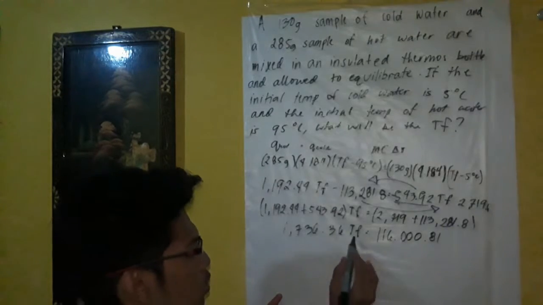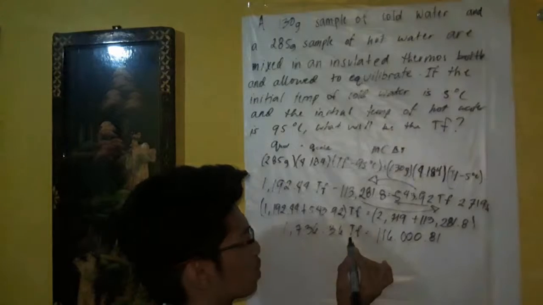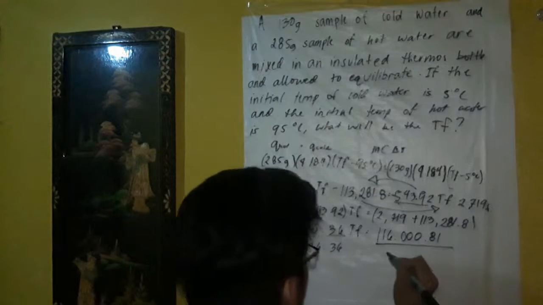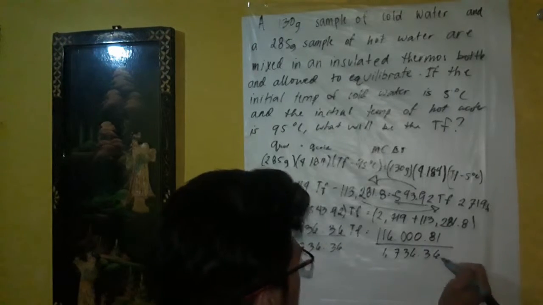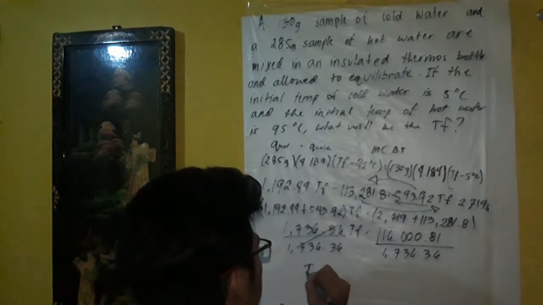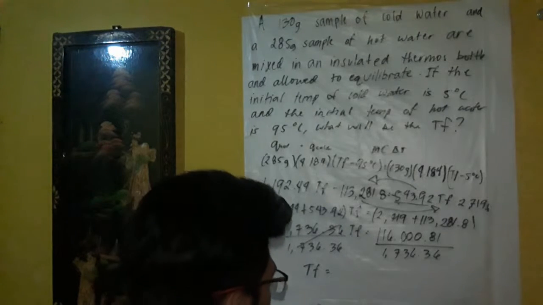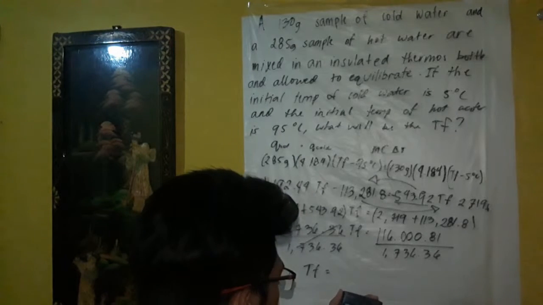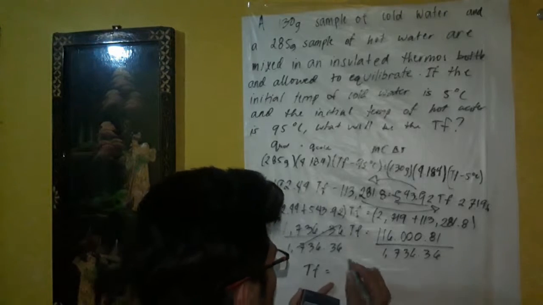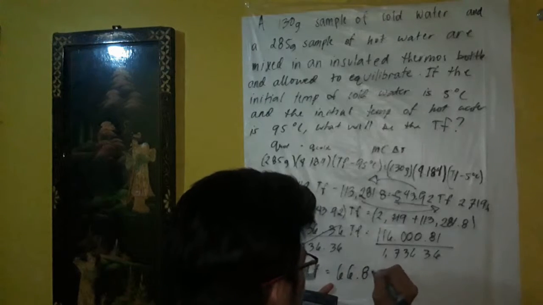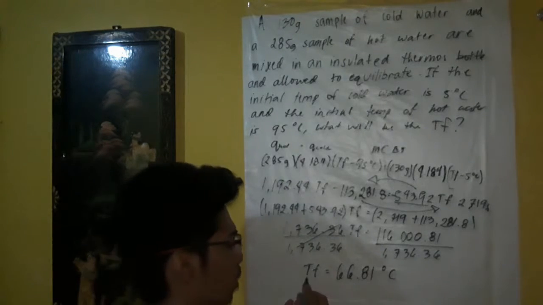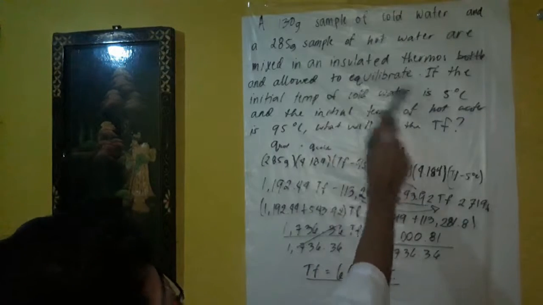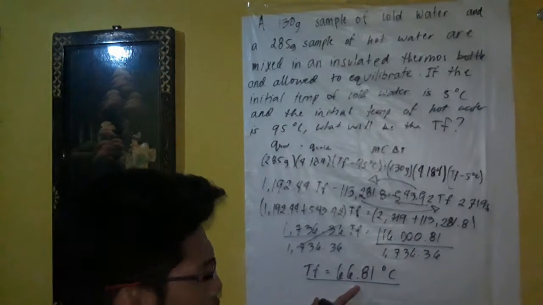So it's 116,001.4. And since we are finding TF, we will divide both sides by 1,736.36. So this will be cancelled and TF will remain, and 116,001.4 divided by 1,736.36 is equal to 66.81 degrees Celsius. So this is our final temperature of the mixed water. So this is it.